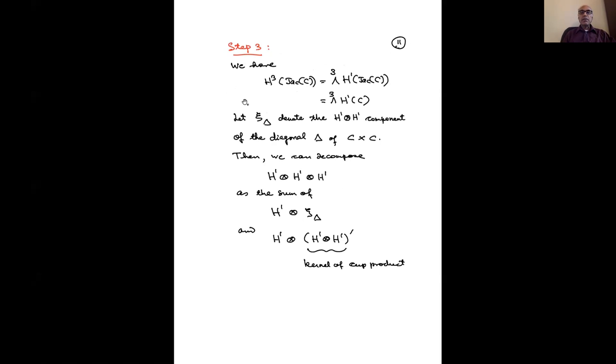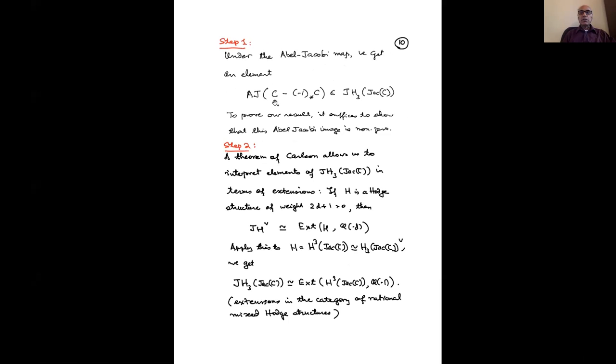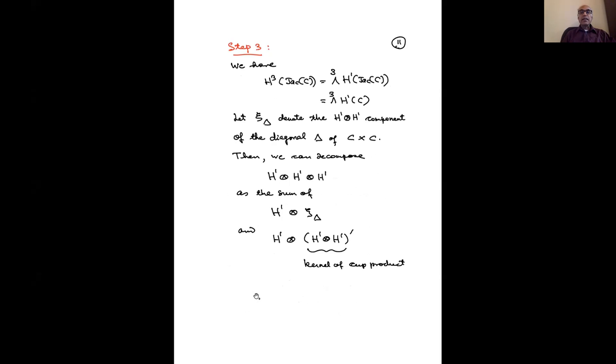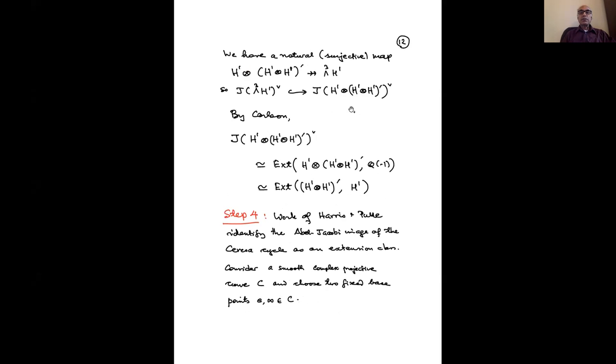Because remember where I landed up here, the Abel-Jacobi map took me first from the Ceresa cycle into here, and then from here into JH upper three dual. Here, it's here. And now I want to project onto this piece here. Okay, so by Carlson again, the intermediate Jacobian of this Hodge structure is again written as an extension group of this kernel of cup product with H1.